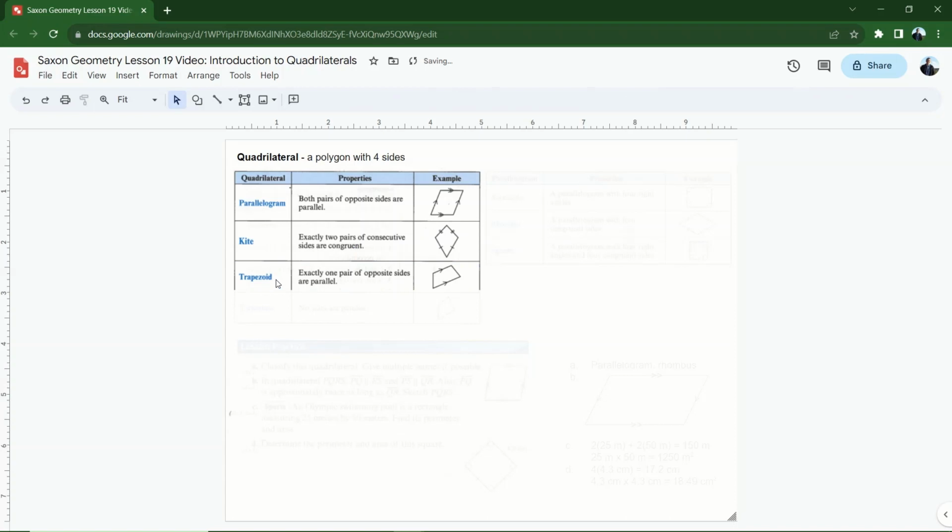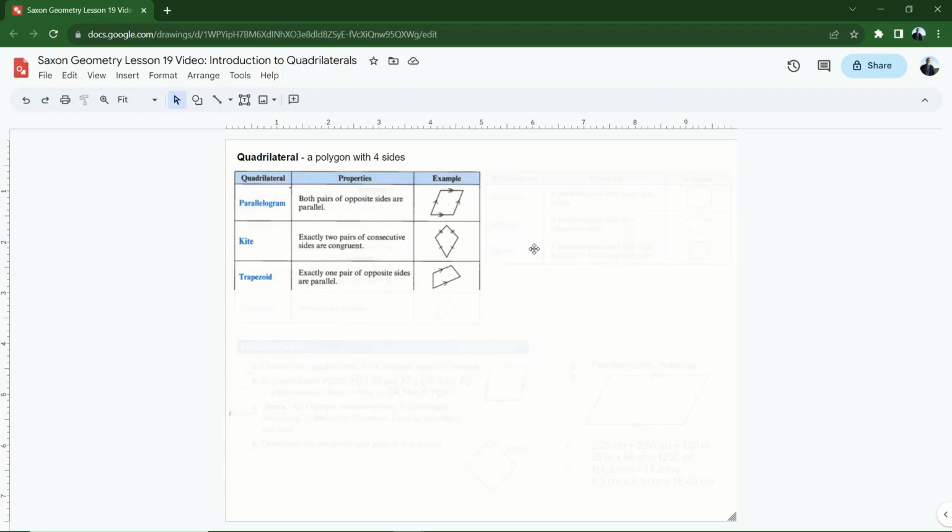Another type of four-sided figure is a trapezoid that has exactly one pair of parallel opposite sides. Now notice in kite and in trapezoid, we have that word exactly. That's a really important word in geometry. When it says exactly one, there can't be two or three. There can only be one to meet the definition. So for a kite, we have to have exactly two pairs of consecutive congruent sides. For a trapezoid, we can only have one pair of opposite sides that are parallel.